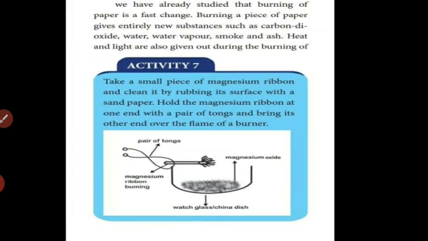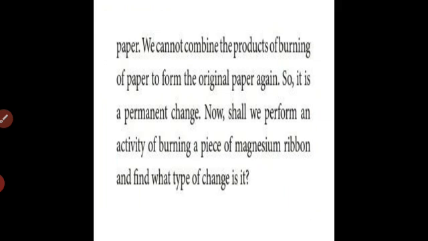We cannot combine the products of burning of paper to form the original paper again. If we do not get the original substances again, the change is irreversible. So chemical change is an irreversible, permanent change. Now shall we perform an activity of burning a piece of magnesium ribbon and find what type of change it is.